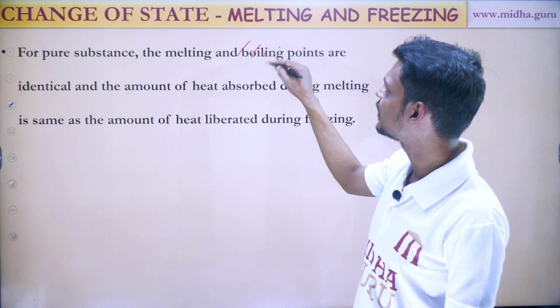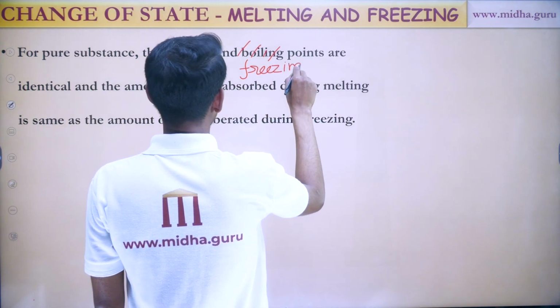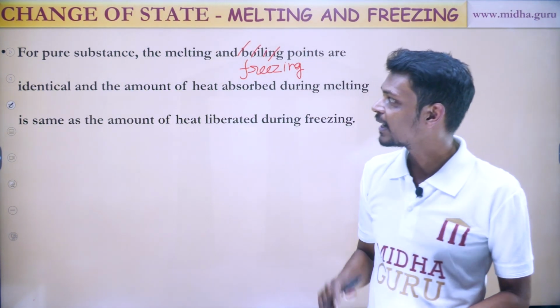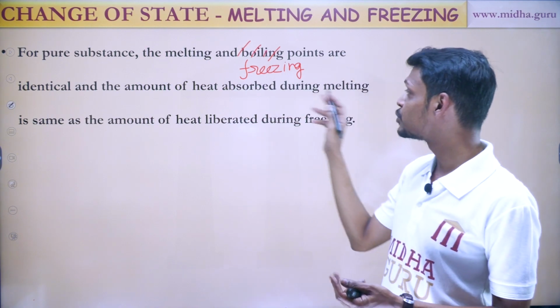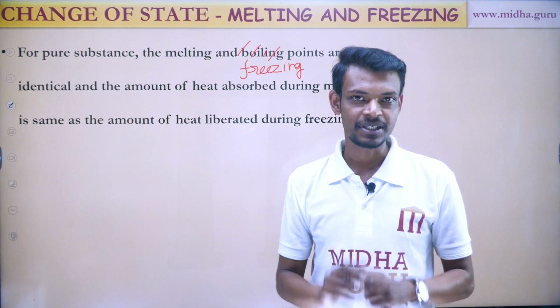Now for a pure substance, the melting and freezing points, it is incorrectly written here, it will be freezing. Let me correct it. The melting and freezing points are identical, and the amount of heat absorbed during melting is the same as the amount of heat liberated during freezing.